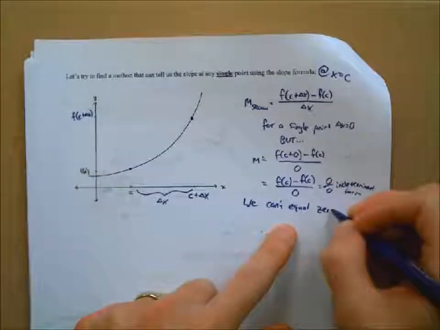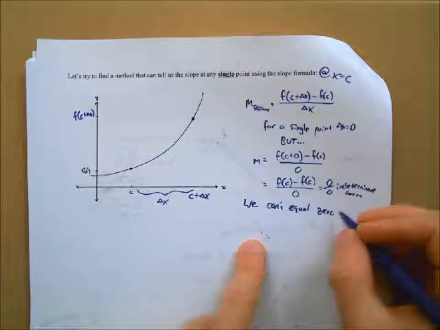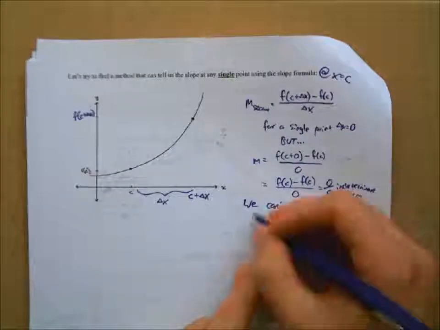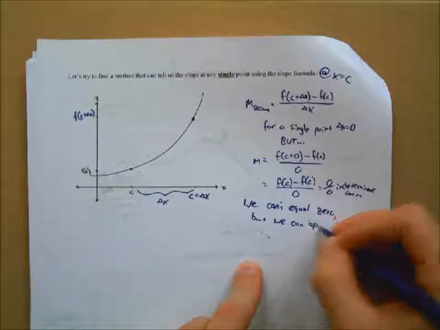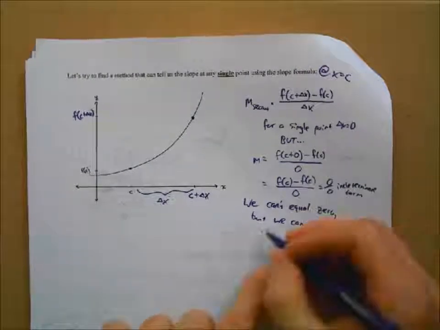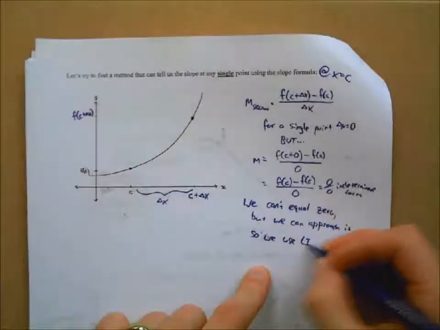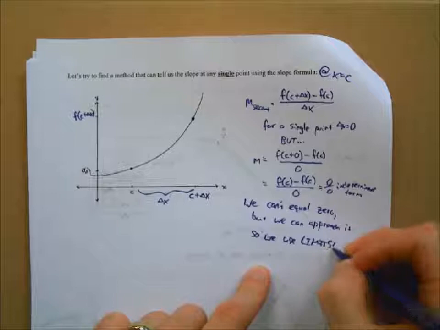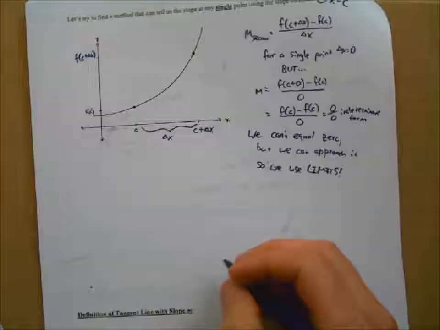To get the slope at a single point, we can't equal 0, but we can approach it. And what thing in math allows us to approach a limit? Exactly right. Okay, so we use limits. All right. And so that's where we then get the slope of a tangent line.